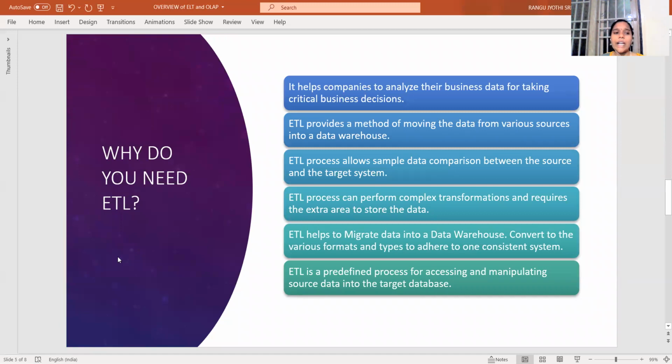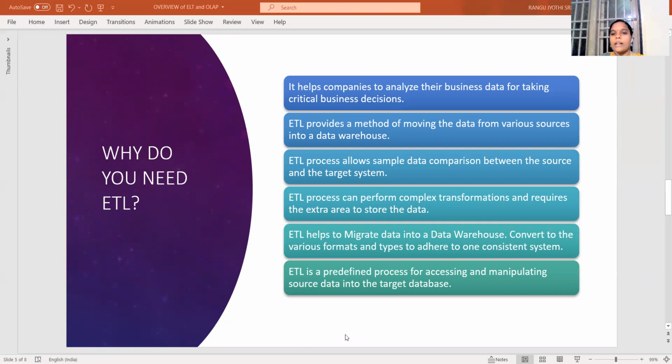Next, why do we need ETL? There are many reasons for using ETL in the data warehousing process. It helps companies analyze their business data for taking critical business decisions. And it also provides a method of moving data from various sources into a data warehouse.